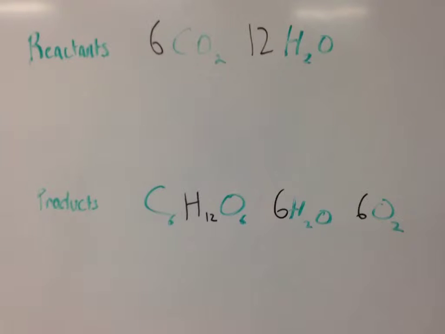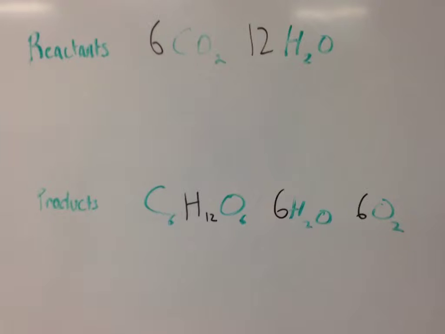The reactants for the photosynthesis light reaction are carbon dioxide and water. The products, on the other hand, for the light reaction and photosynthesis are glucose, water, and oxygen. And including the reactants and products are the inputs.